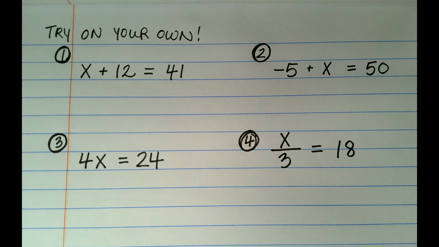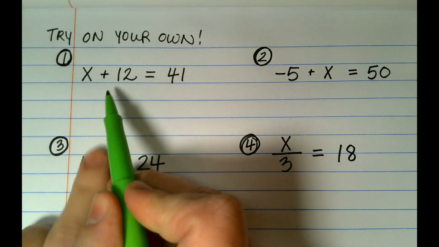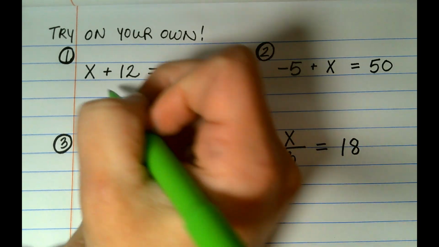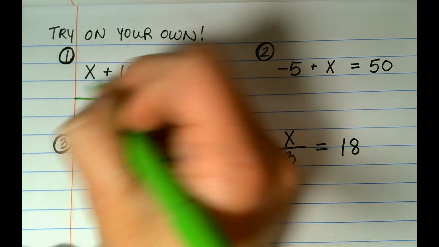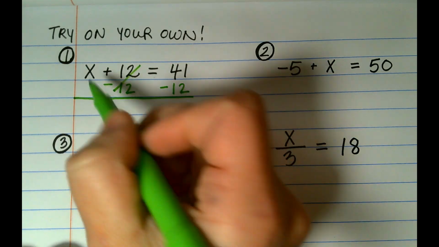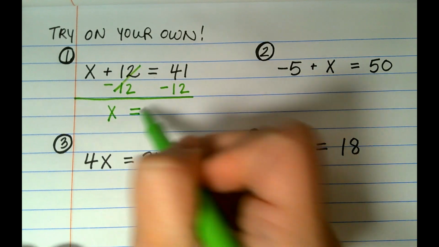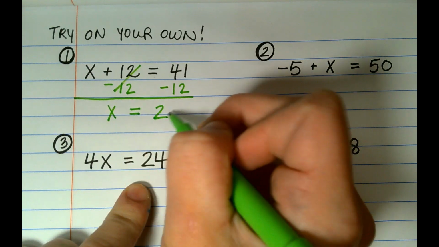Okay. All right. So you just did these on your own. And we're just going to run through our answers here. For number 1, how do we solve for x? Subtract 12 from both sides. 12 will cancel. You bring your x down. And then you subtract 41 minus 12. And 41 minus 12, what is that? 29. Good.